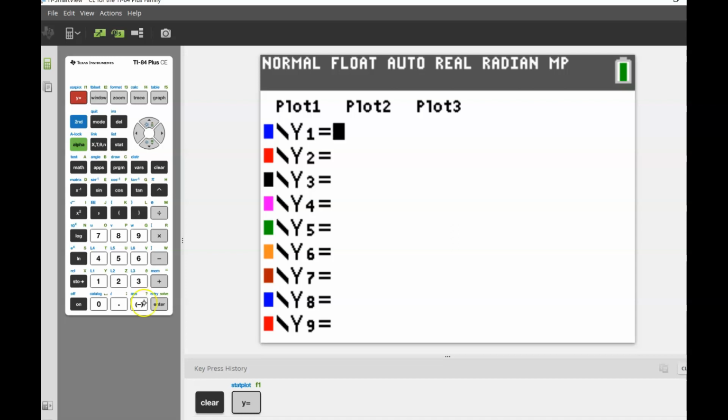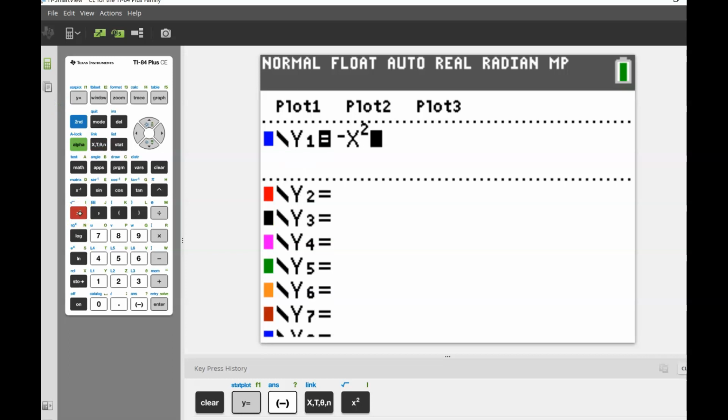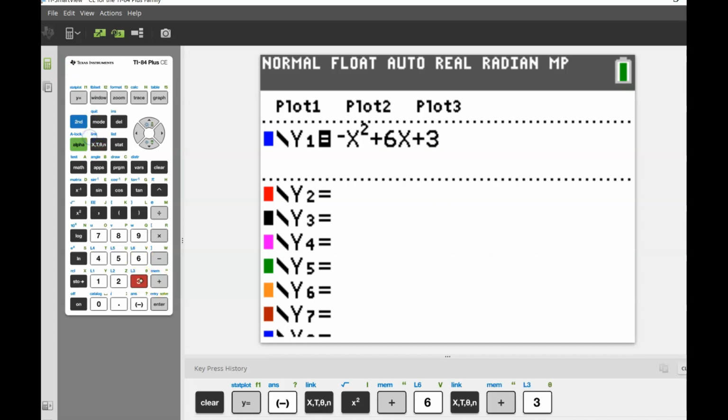One note about your calculator, the negative button is different from the minus button, so you will get an error if you're not using them correctly. The variable is here next to the green alpha button where it says x, t, theta, n. Those are different variables that we use in different circumstances. And then there is a squared button right next to the comma. So we have negative x squared plus 6x plus 3.